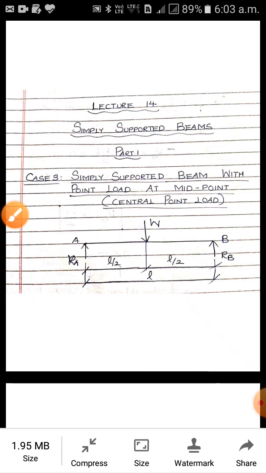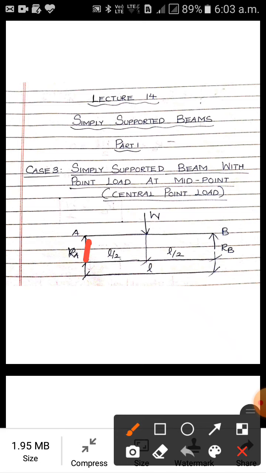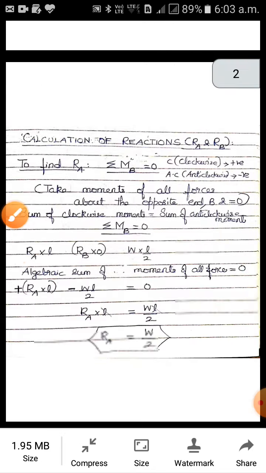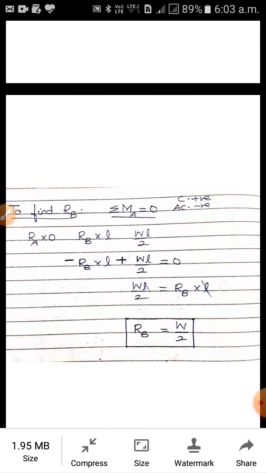Now what else do you have? You also have Ra at A. So what is the distance of Ra about A? It is acting on the same point, at A itself. The distance is 0. So Ra into 0. Okay, is that right? So we have Ra into 0, so we can cancel that out. Minus RB into L, anti-clockwise, I explained to you. And plus WL by 2.